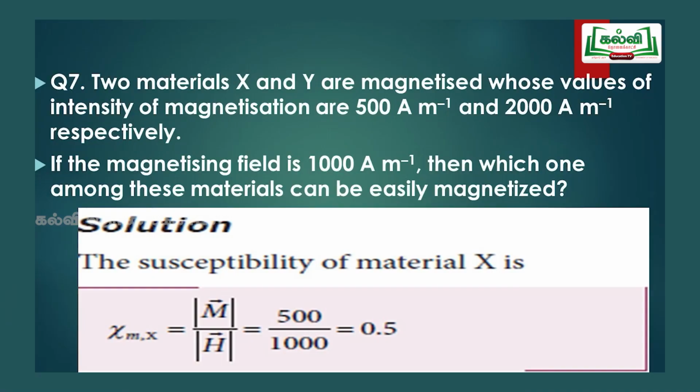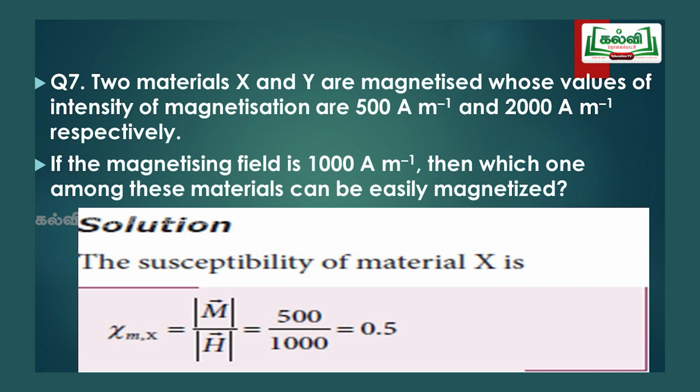Next question, two materials X and Y are magnetized whose values of intensity of magnetization are 500 amperes per meter and 2000 amperes per meter respectively. If the magnetizing field is 1000 ampere meter power minus 1, then which one is stronger, can be easily magnetized.